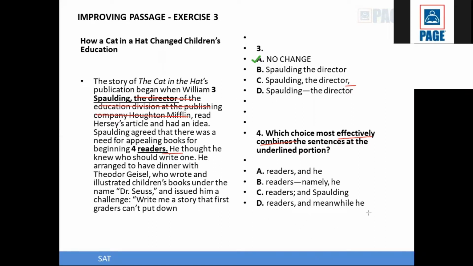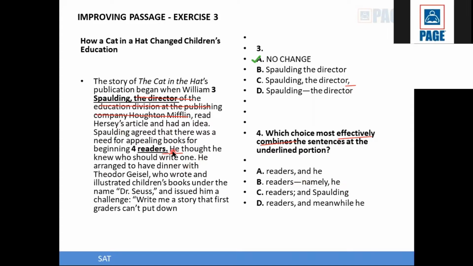Is it readers and he? So for that, what we need to do is read a little ahead. Spalding agreed that there was a need for appealing books for beginning readers. After that, and he thought, or namely, he thought, and Spalding thought, Spalding agreed.